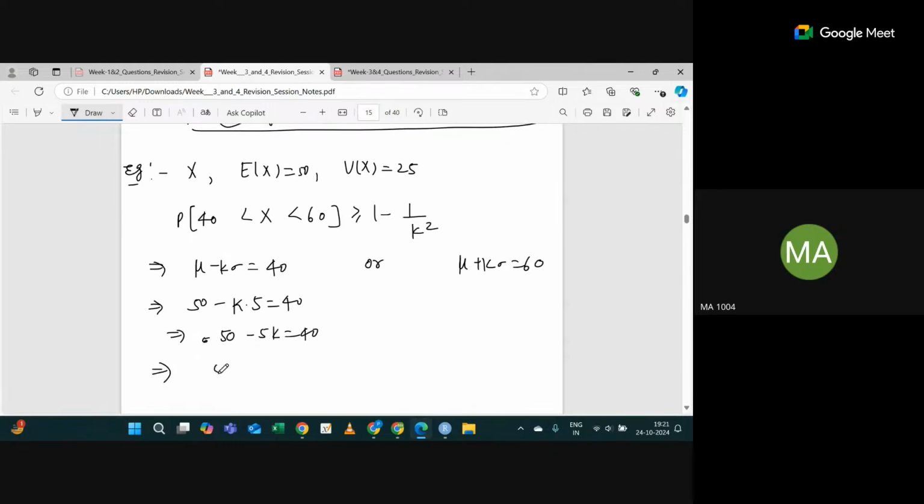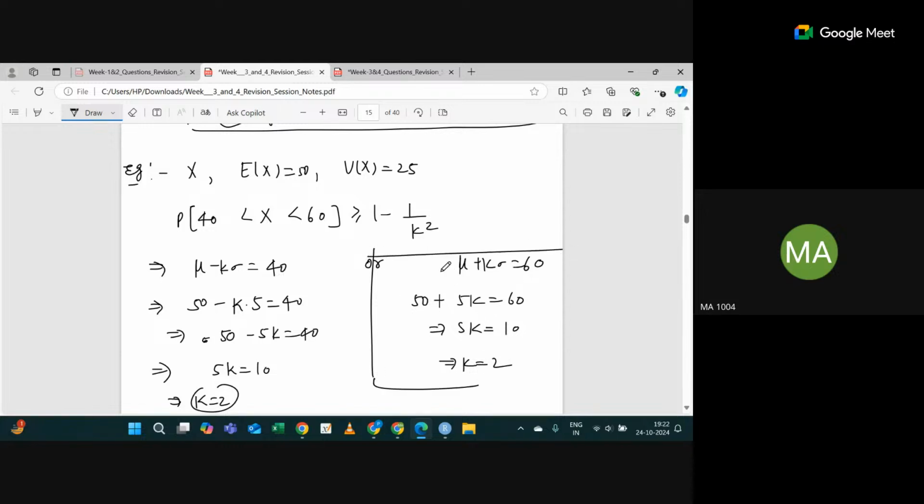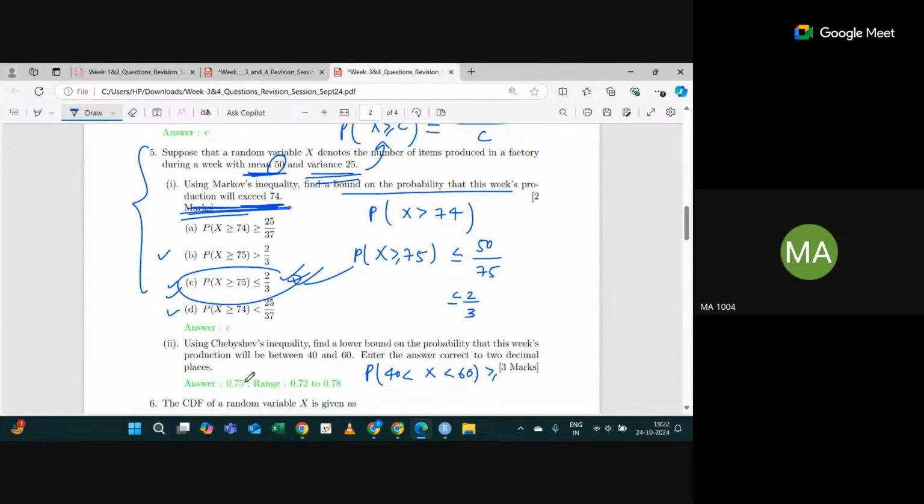Can I say here 5K equal to 10? So K is 2. Or else you can calculate with this part also: 50 plus 5K equal to 60. Again 5K equal to 10, K is equal to 2. So you can equate any one. And if K is 2, that means this will be 1 minus 1 by 4, that is 3 by 4, that means 0.75. So 0.75 is the answer.